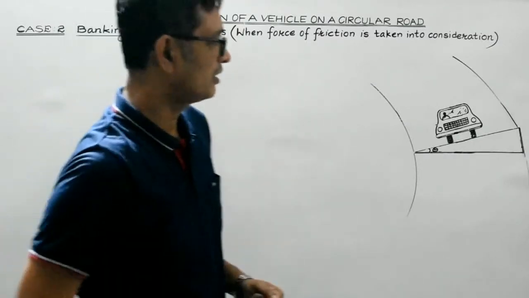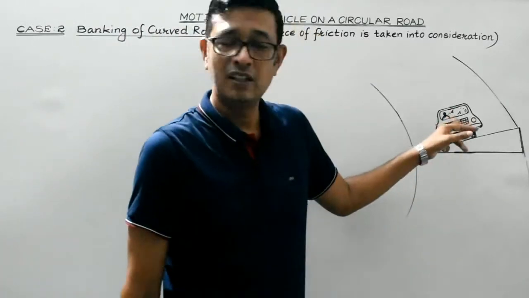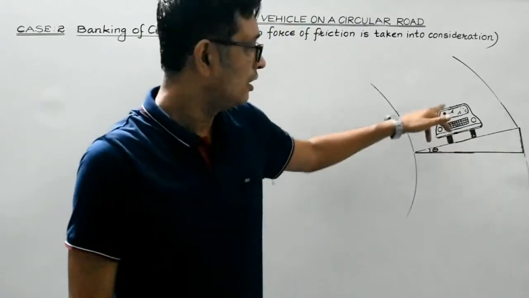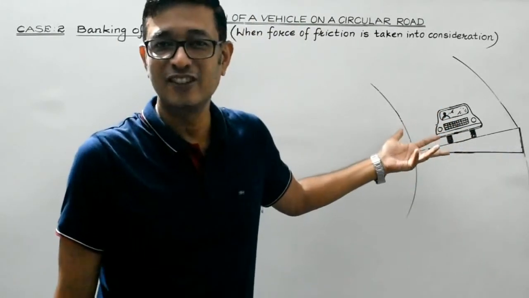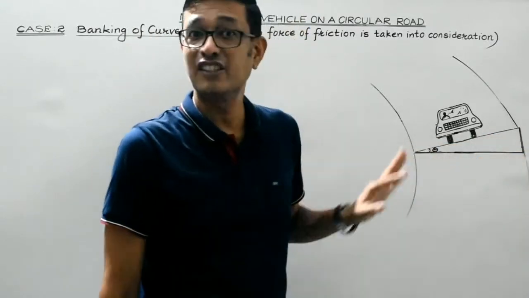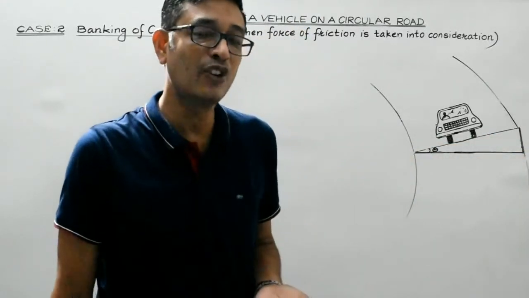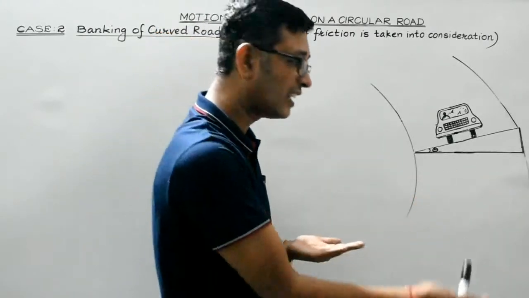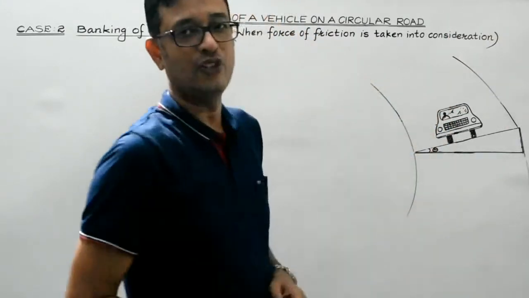So let us consider this article. Again, let me repeat the intro. This is a car or any vehicle of mass capital M, right? And this is banking of tracks. Theta is known as the angle of banking. Banking of tracks means the outer edge is slightly raised as compared to the inner one.